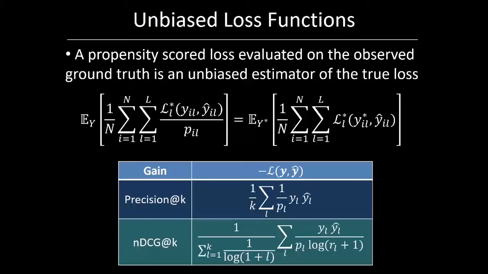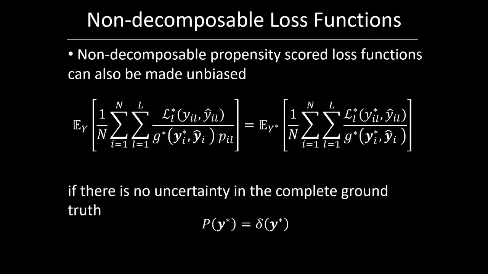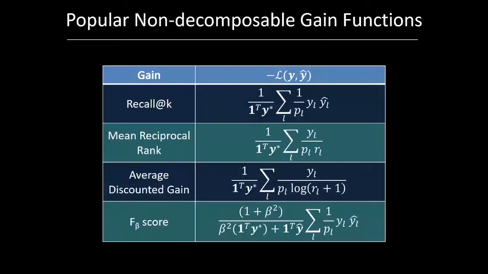Okay, so this is the setting for precision and nDCG. But it turns out that there are also many other loss functions.